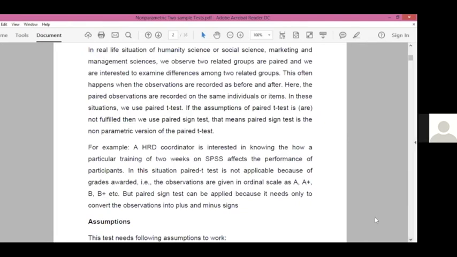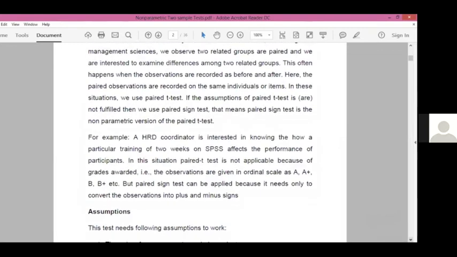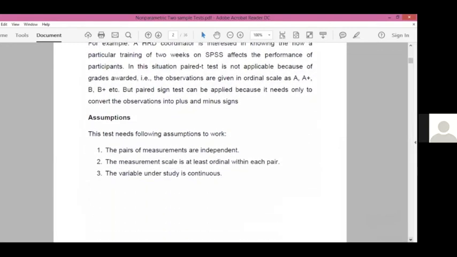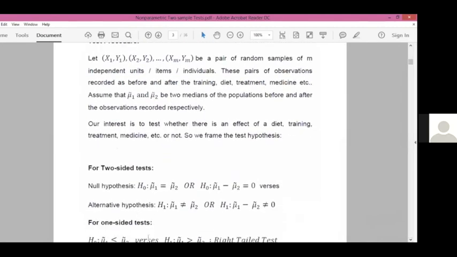Okay, so I will go to what the assumptions are here. The pair measurements are independent. The measurement scale is at least ordinal within each pair. Now the test procedure I must explain to you. We have observations as pairs of random observations on n independent units, items or individuals. These pairs of observations are recorded as before and after. Our test is whether there is an effect of diet, training, treatment, medicine, etc., before and after. We frame the test hypothesis.